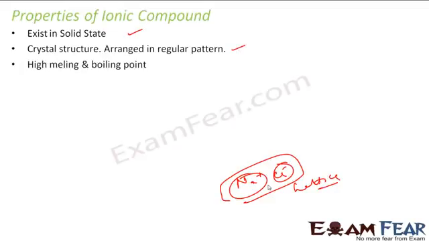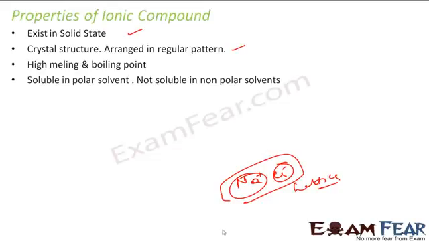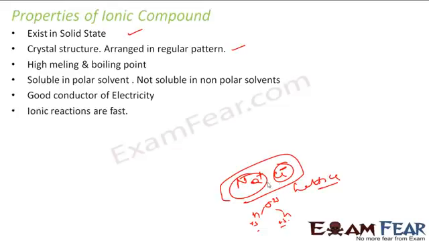Since the attraction between the ions is very strong, they generally have high melting and boiling points, and they are soluble in polar solvents because they have this charge, plus and minus. So if you have a polar solvent like H2O, which has partial charges like this, in such polar solvents they are soluble. They are good conductors of electricity because they have charge to conduct electricity, and ionic reactions are very fast.